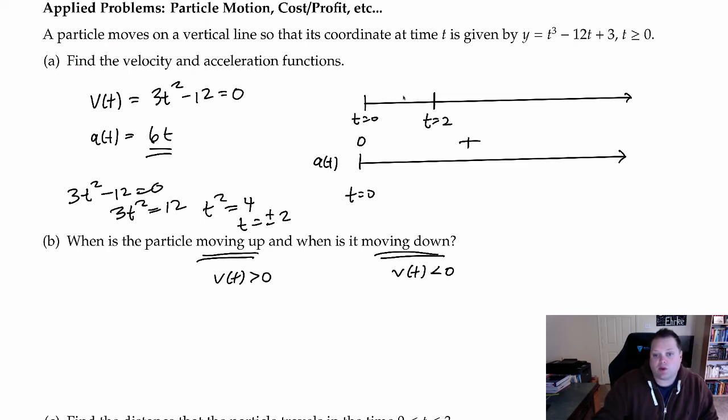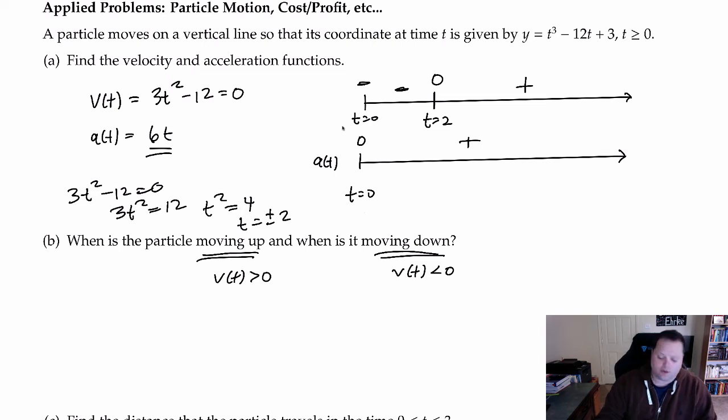So I need to test points. I know at time 0, if I plug t equal to 0 in, I get negative 12. So I have a negative velocity initially, 0 velocity at time 2. There's nothing to change it, so I know it'll be negative in here. Let's test a point to the right of t equal to 2, say t equal to 3. If I plug 3 in to the velocity, 3 squared is 9, times 3 is 27, minus 12 is 15, so that is positive over here. So this is just sort of a sign chart for acceleration and velocity.